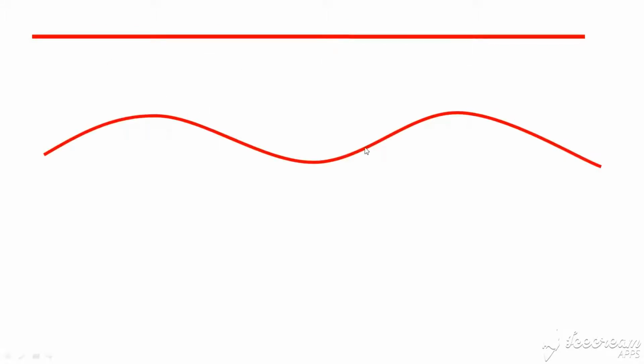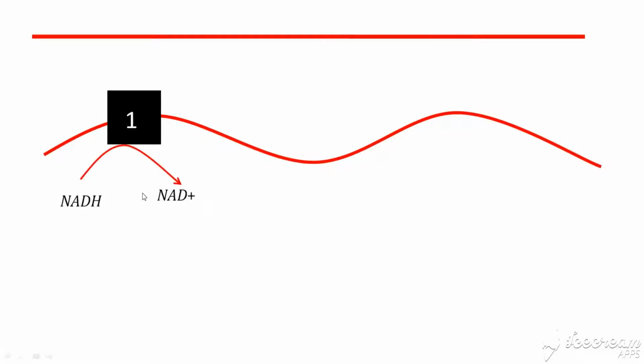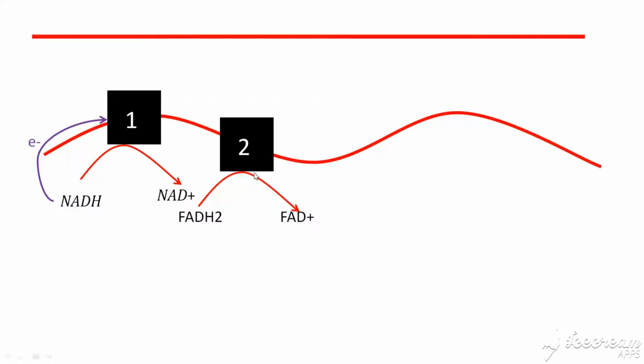So let's start building our model. So here we have the outer mitochondrial membrane, and here we have the inner mitochondrial membrane. The electron transport chain is going to start with a molecule of NADH that's going to be oxidized by complex 1 to form NAD+. So the NADH electron is going to go to complex 1. Then we're going to have a molecule of FADH2 that's going to be oxidized by complex 2. So FADH2 is going to give its electron to complex 2.